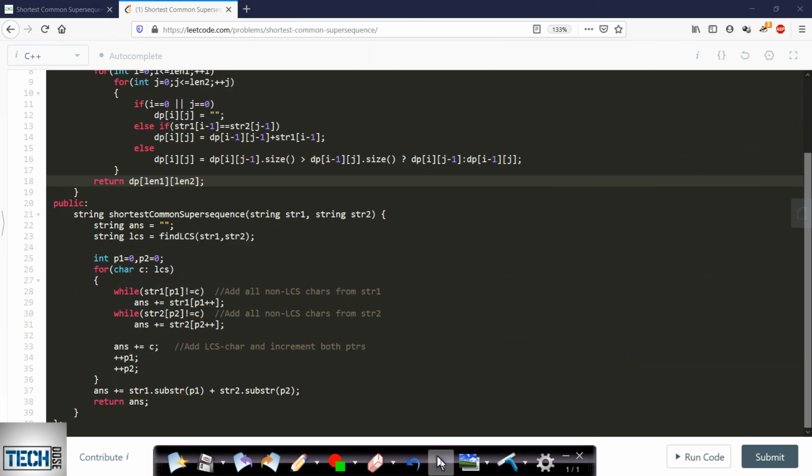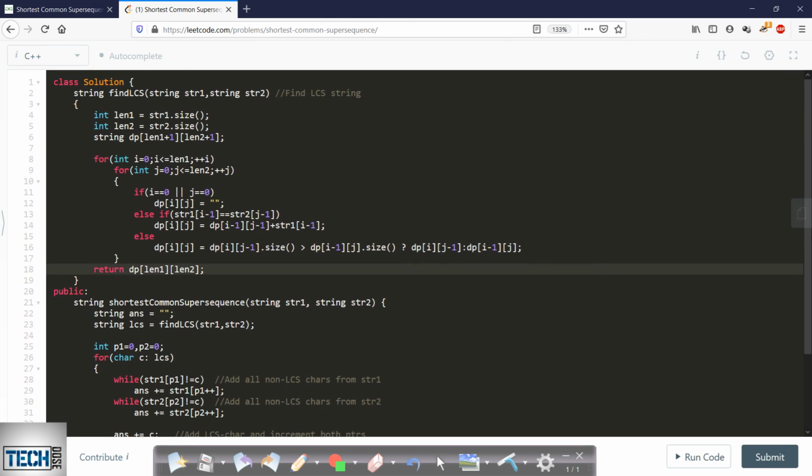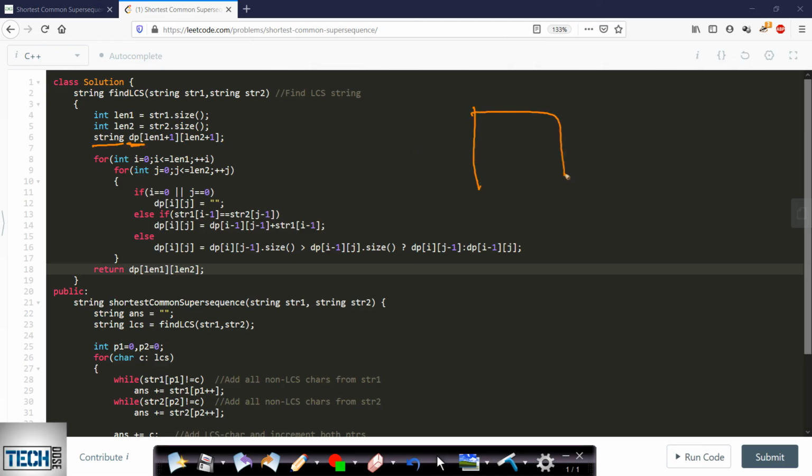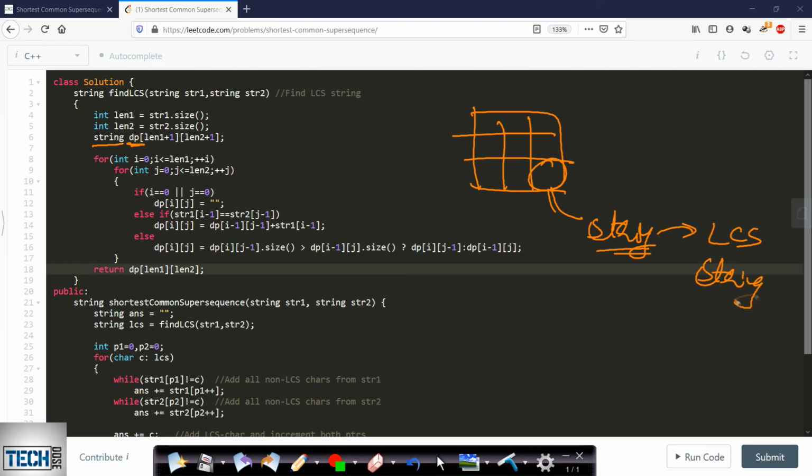Now let us quickly see how we find the LCS in this case. I have already explained the LCS concept, so I will not repeat it. Here I have taken the DP table, which is a two-dimensional table, but instead of integer type, I have taken it as string type, so that whatever is present in the last cell as a string will be your LCS, and our goal was to find the LCS string. If you are looking at the first row or the first column, obviously that will be filled with 0, and since we are using strings, it will be an empty string.